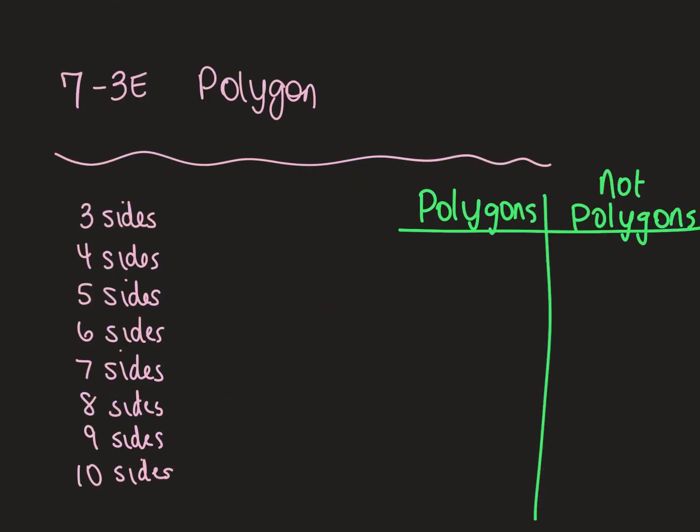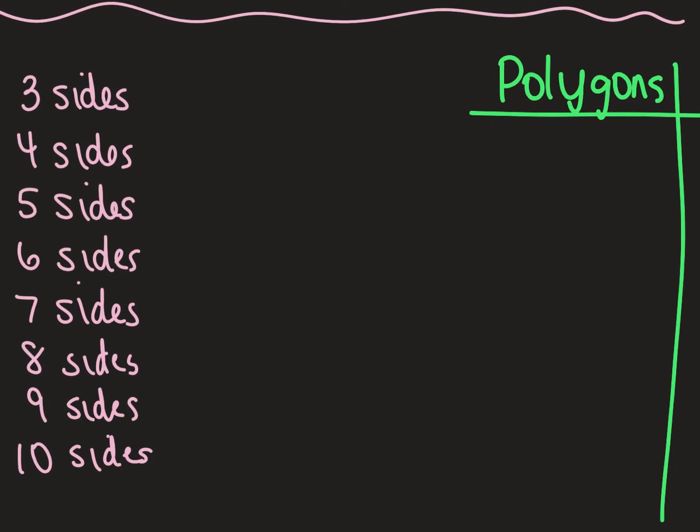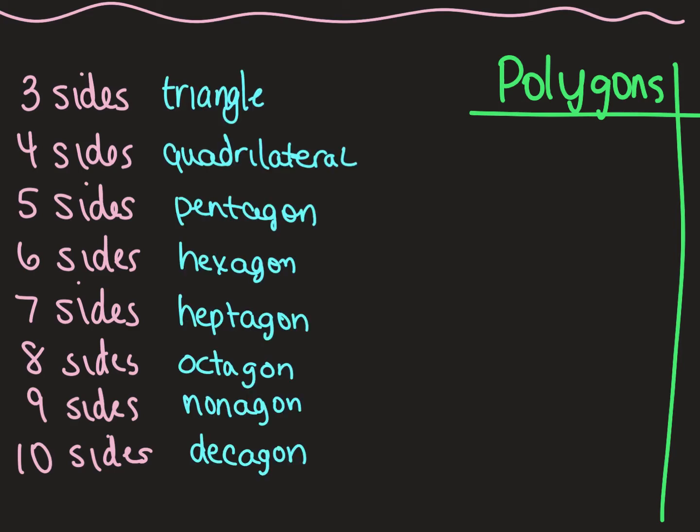All right, our second lesson of the video is 7.3e polygons. First, let's talk about the names of polygons. If it has 3, 4, 5, 6, 7, 8, 9, or 10 sides, I bet you already know some of these or all of them. All right, let's read the list. 3 sides, triangle. 4 sides, quadrilateral. 5 sides, pentagon. 6 sides, hexagon. 7 sides, heptagon. 8 sides, octagon. 9 sides, nonagon. 10 sides, decagon.